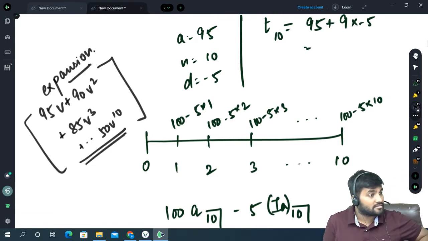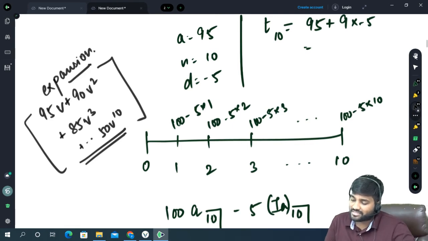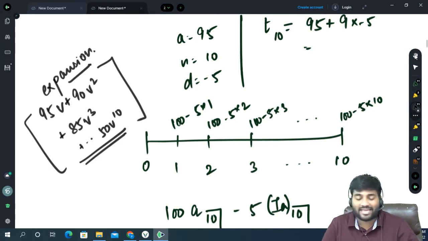So explain first part of the question again. Could you explain the first part of the question? Yes, sir. They are saying that the woman has invested in some company and she expects to receive 100 at the end of each of the next 10 years. So basically it is a level annuity of 100 for 10 years. So 100 a angle 10. Okay. Okay, sir.